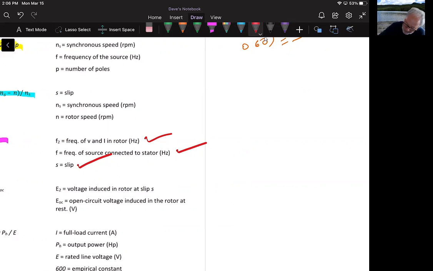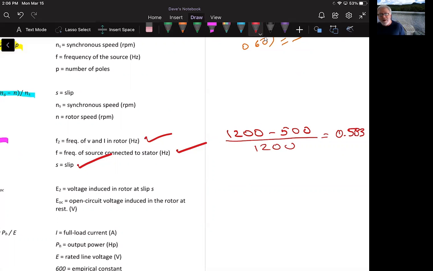Okay. So, for instance, let's say we're told the synchronous speed is 1,200, and we use a strobe jack and find out that the rotor is rotating at 500, and so we determine that the slip is equal to 0.583. Okay, now that's a large number for slip, but remember what we really think about. We think about slip when it's up to speed, at operating speed. So this is somewhere in between that.